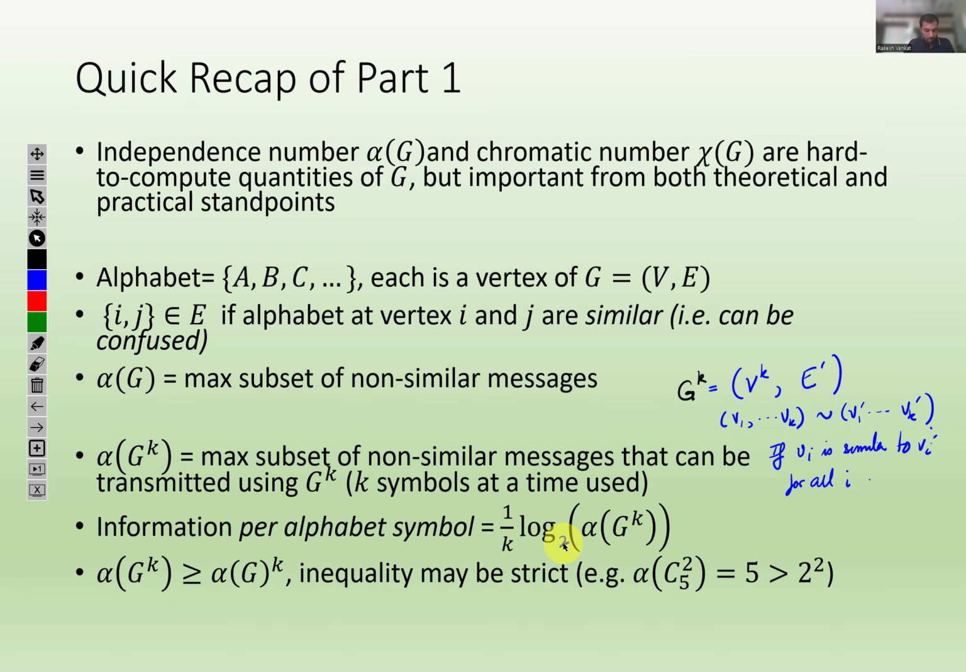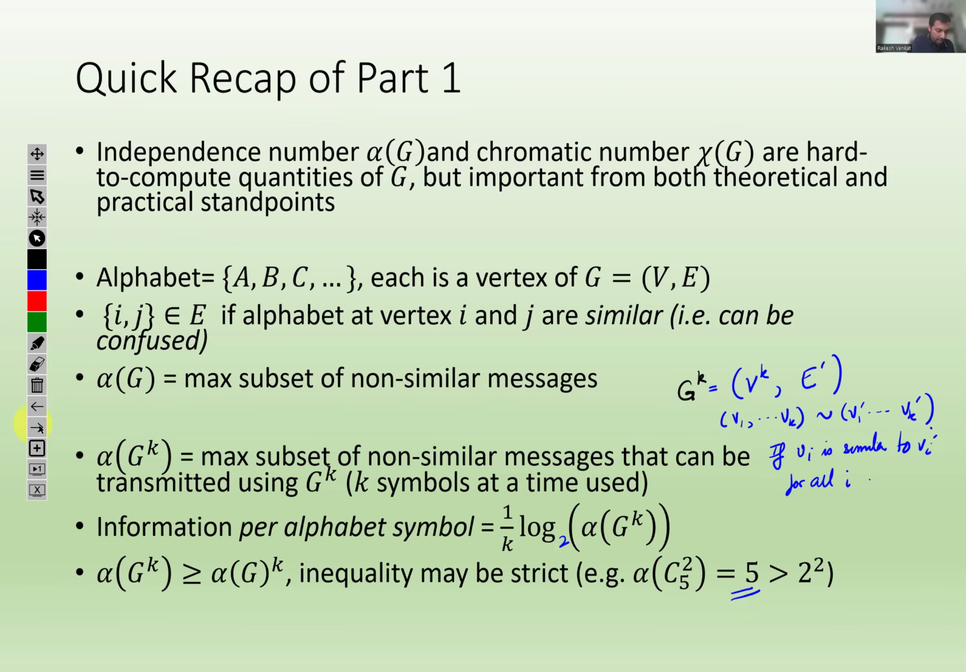Now, coming to independent sets, one important thing was that the maximum independent set in the product graph G^k is at least the size of the maximum independent set in the original graph raised to the power k. And we had seen that for C5, the cycle on 5 vertices, this can be strict. For C5 squared, the maximum independent set size was 5, which was larger than 2 squared, where 2 is the size of the maximum independent set in a cycle of size 5. So this is a quick summary and recap of what we did.